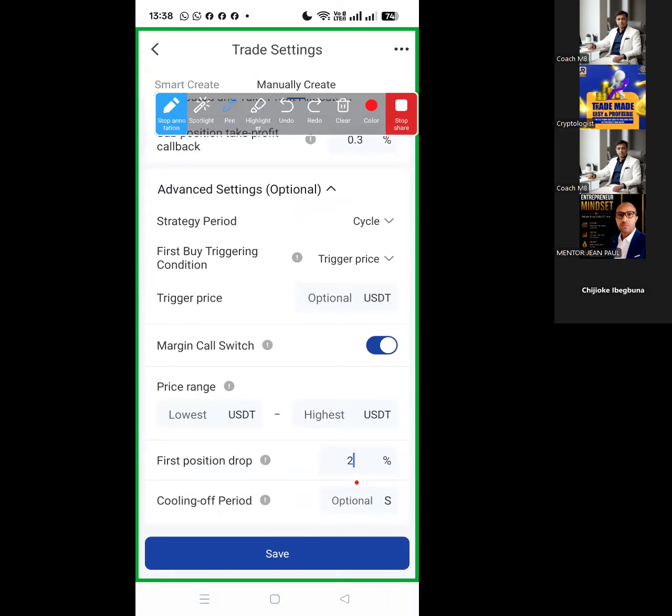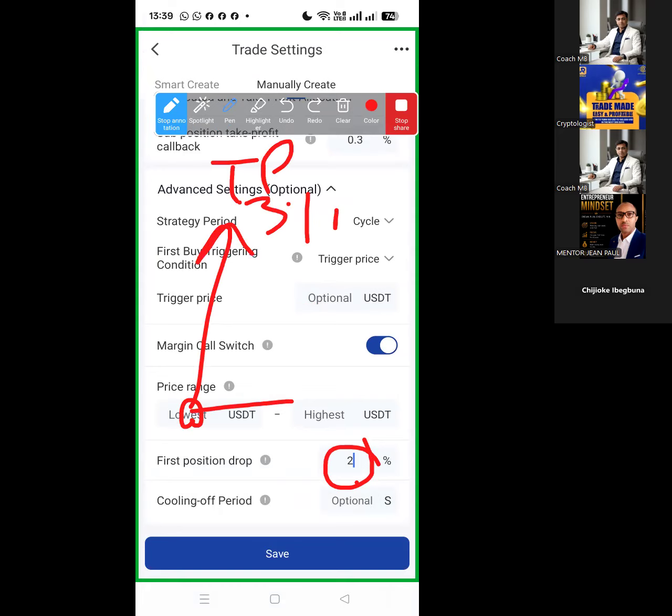You want the robot to buy at a 2% drop price. Suppose you started your trade and you put a take profit of 3% here. It will sell for you at 3%, but it will wait for the market to come down by 2%. Only after it has reached this price will it buy again and start the next cycle for you.